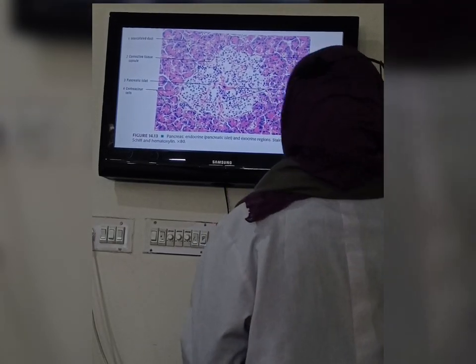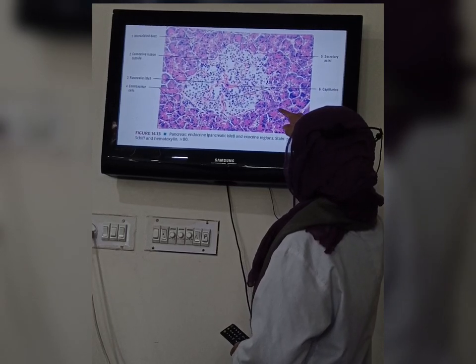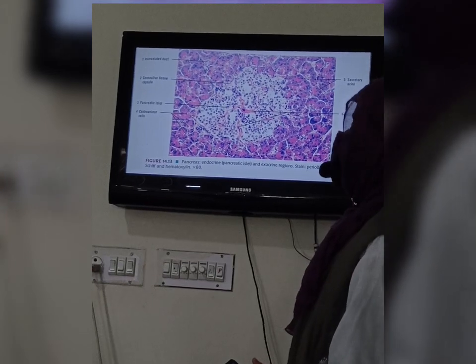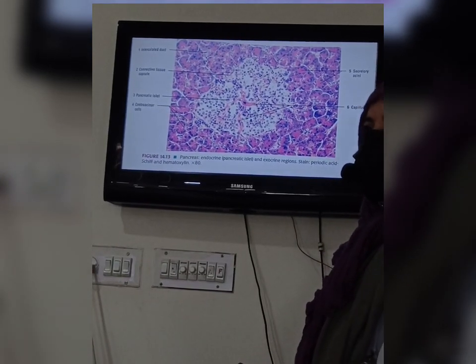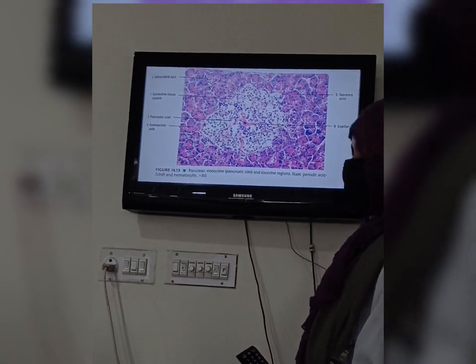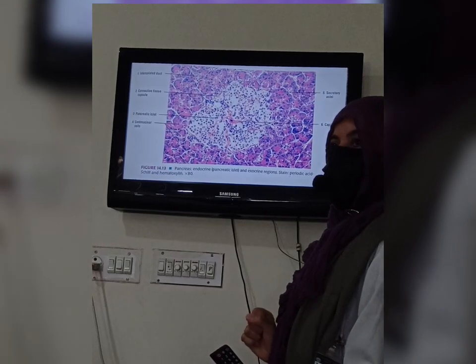Now, okay, if we continue, we can see so many collections of acini. The variety of the gland here is compound tubuloacinar. In general terms, if we ask what type of gland it is, compound tubuloacinar means branching and rebranching.